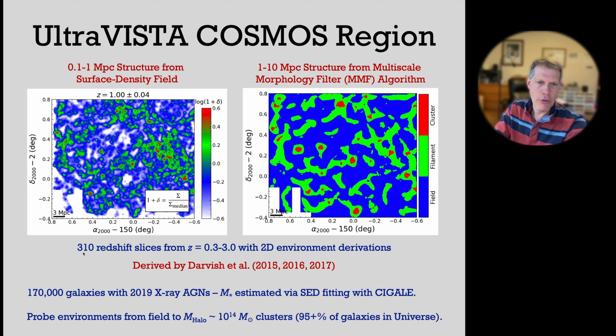Darvish has derived about 310 redshift slices spanning this wide redshift range, based upon something like 170,000 galaxies, which contain about 2019 X-ray AGNs. These measurements in the COSMOS field allow us to probe environments, as you can see, ranging from the field up to low mass clusters with halo masses of about 10 to the 14 solar masses or so. And that range of cosmic structures actually contains most of the galaxies in the universe.